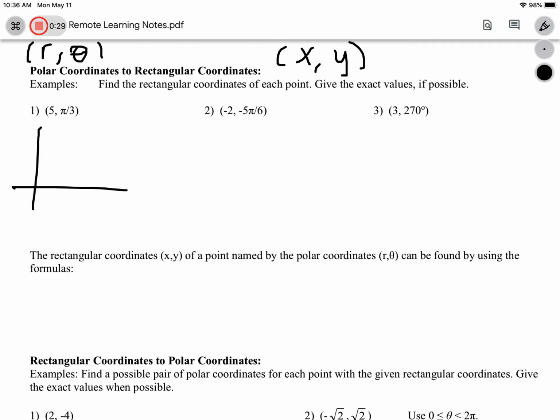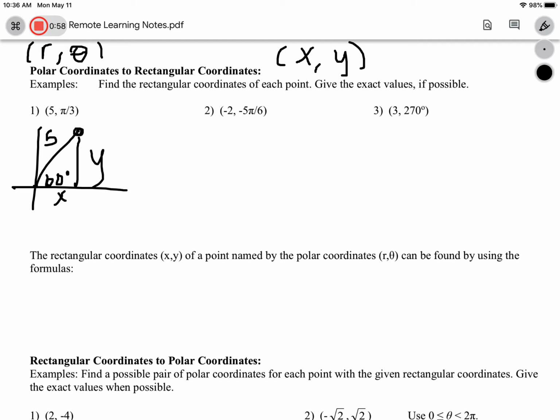So first thing you want to do is kind of draw a picture and plot that polar coordinate. First, we look at the angle. Pi over 3 radians is 60 degrees, so it's a first quadrant angle. And the radius is basically the hypotenuse for this, right? If we count out 5 circles, the 5 goes up here. So all it's asking us to find, here's the point, and it wants to know the x and the y to get to that point.